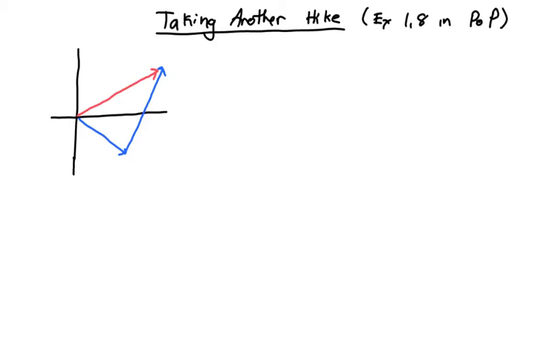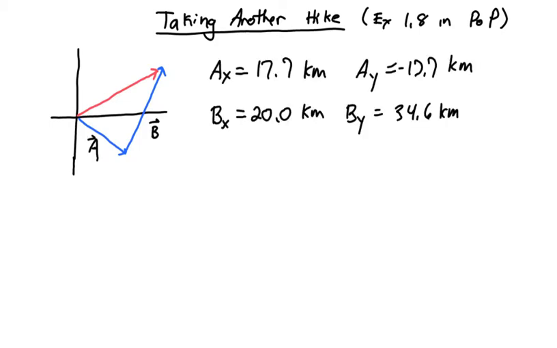In that example, we have a hiker who starts at the origin, travels first to a point here, then to a point here, and ends up with a resultant vector here. The question calculates components and figures out how the hiker would get back from there to the origin. The components are given here, and I'm just going to copy them down from the textbook. The first vector is A, its components are given here, and the second vector is B, its components are given here.